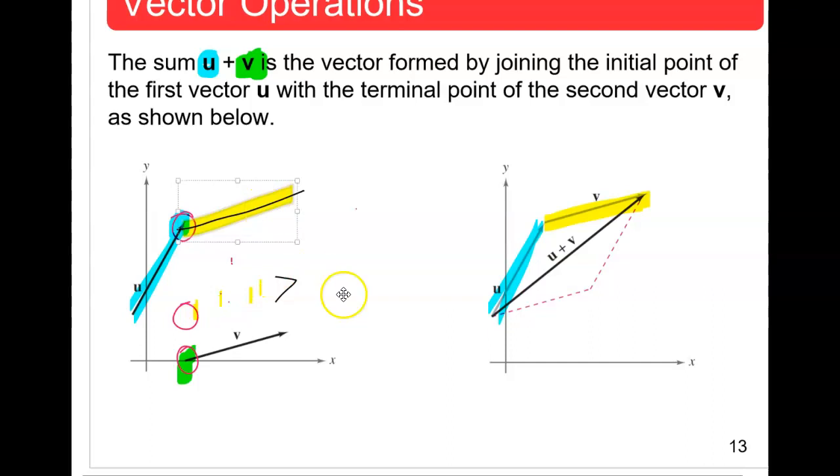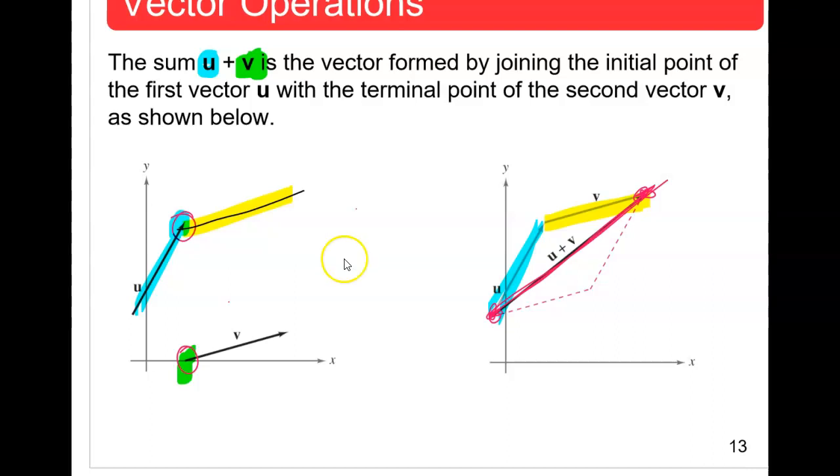And we actually call this the parallelogram rule. And so what happens after is, if we connect the initial point of vector u with the terminal side of vector v, then that line is what will give us the addition.